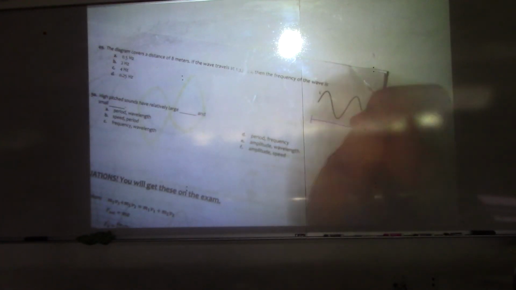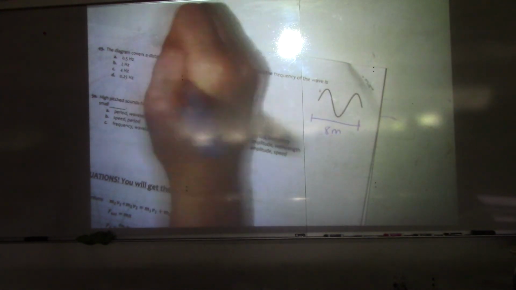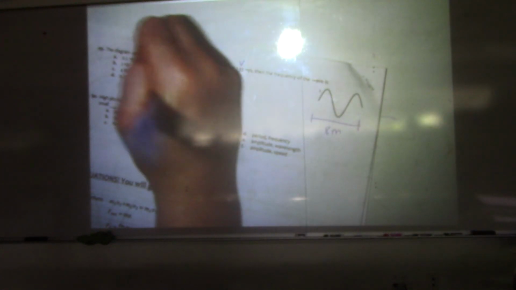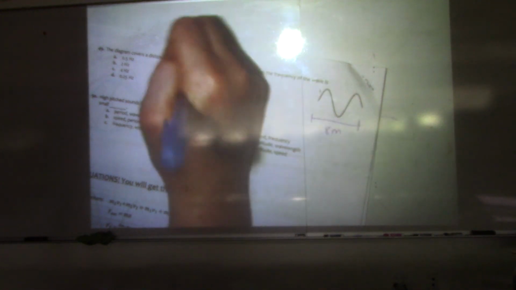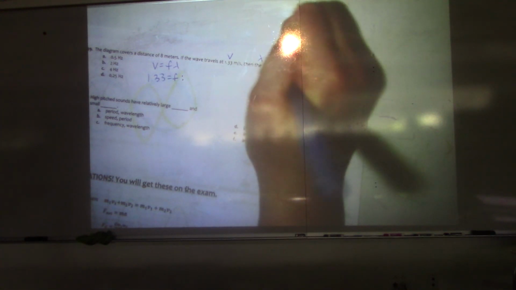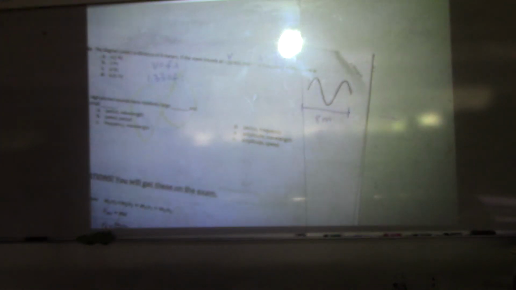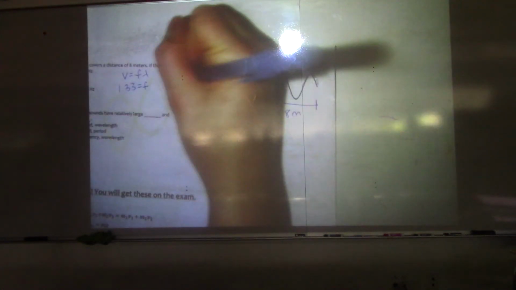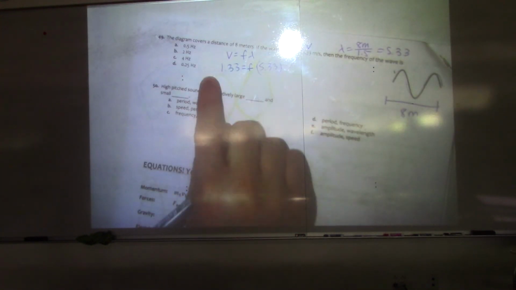So this is 8 meters right here. I've got a speed, what is the frequency? So V equals F wavelength, speed is 1.33, looking for frequency. 8 is not your wavelength, because that's for 1.5 waves, so wavelength would be 8 meters divided by 1.5. That gives me a wavelength of 5.33. And then to get frequency by itself, we just divide over, you get a frequency of 0.25.